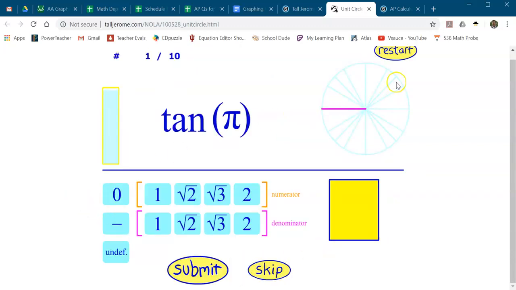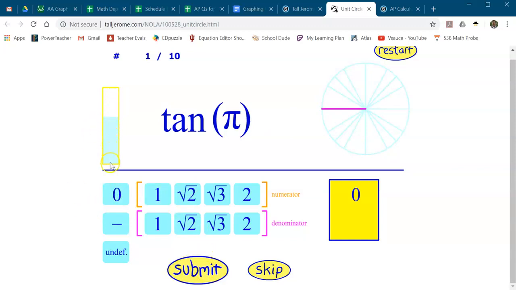Okay, so tangent of pi. With the unit circle on, that gives us where the location actually is. If we practice that other game, or if we know our unit circle really well, we can see what it's kind of going for. The tangent of pi is going to be the y value over the x value, and that's a 0. So we'll go ahead and put 0 here.